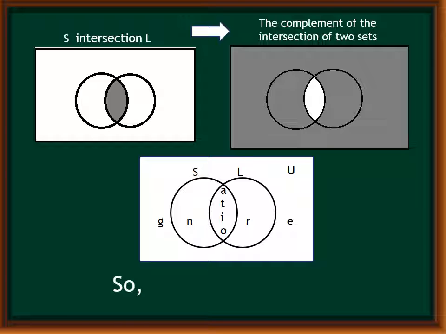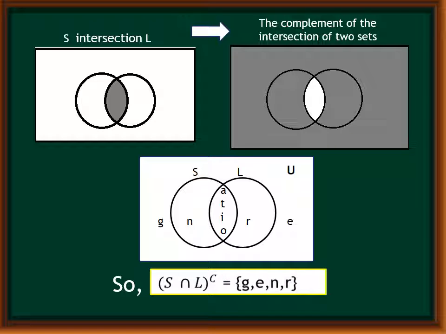And so for our final answer, we have the complement of the intersection of set S and L. We have letters G, E, N, and R. So again, these letters are part of the universal set but are not part in the intersection of the two subsets. So, am I clear?